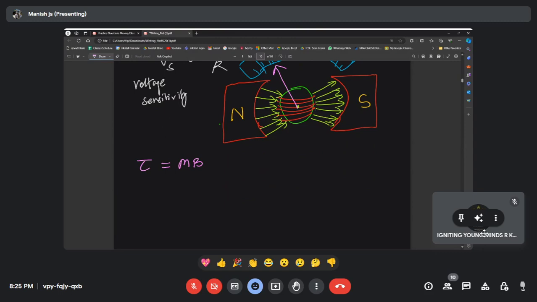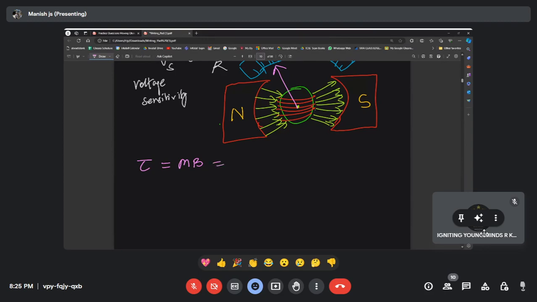Now here, because of the radial magnetic field, with respect to the coil, it is going to be acting at a perfect angle of 90 degrees. That is why it is present like this. They have cut it in this shape and kept it. So the angle is going to be perfectly 90 due to the radial magnetic field with respect to the coil. Therefore, sine theta becomes sine 90, which is 1. I'm not writing that term. So tau is equal to mB.